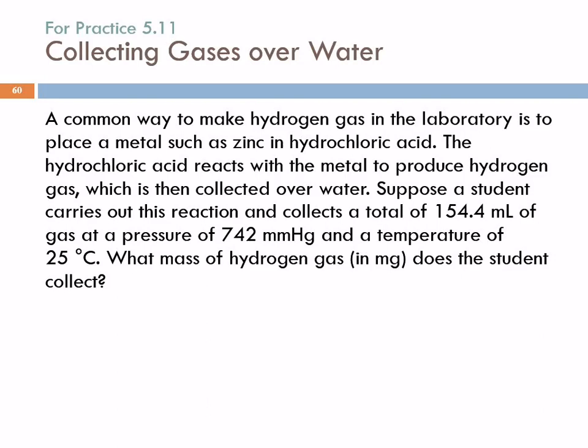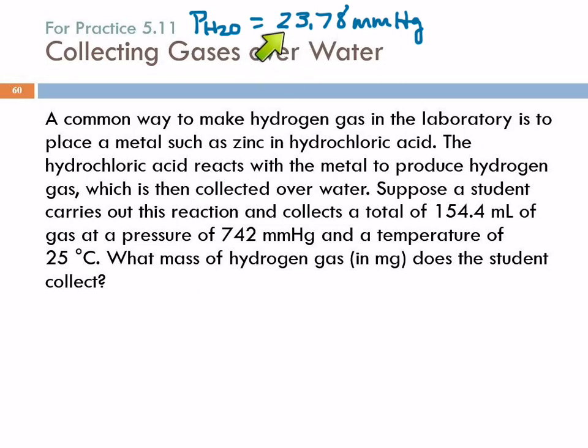23.78. I'm going to write it up here. pH2O, 23.78 millimeters of mercury. So this is a very similar problem, isn't it? We have a volume of gas, we have a total pressure and a temperature, and we're asked for a mass.